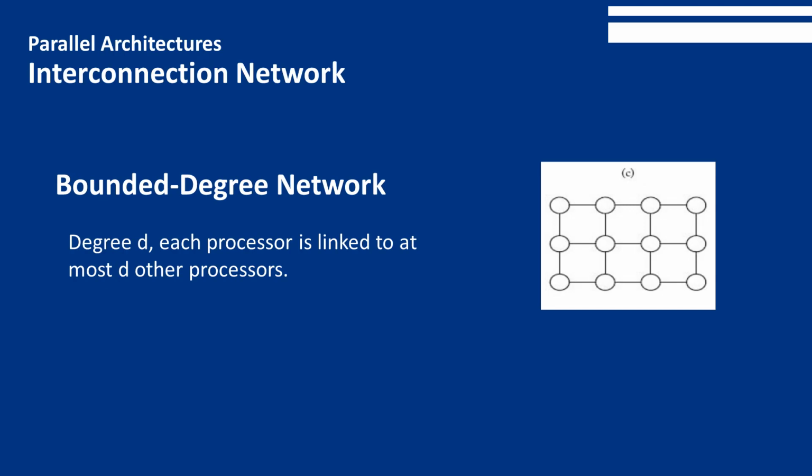In a bounded degree network of degree d, each processor is linked to at most d other processors. The illustration shows a bounded degree network of degree 4. In a bounded degree network of degree 4, a message can be passed by sending it first along one direction and then along the other direction until it reaches its destination.